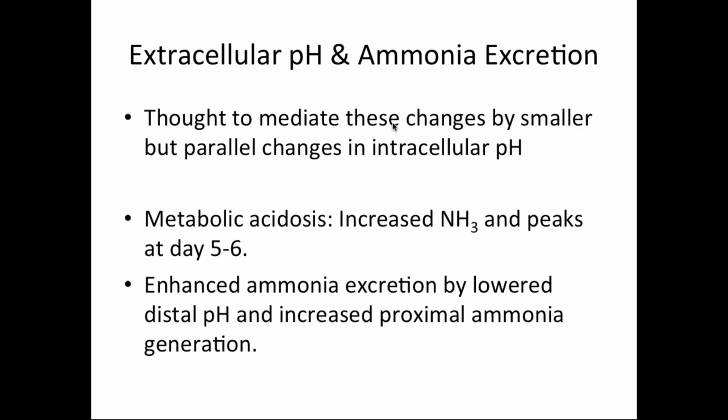The extracellular pH also causes increased ammonia excretion, and this is thought to be happening due to parallel changes in the intracellular pH. If you have metabolic acidosis, there is an increased ammonia production, and this peaks at about days 5 to 6 after the generation of metabolic acidosis.